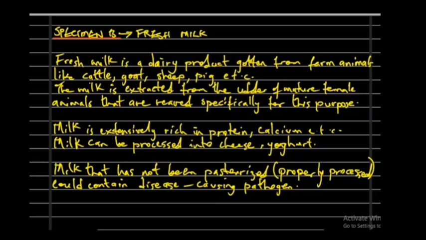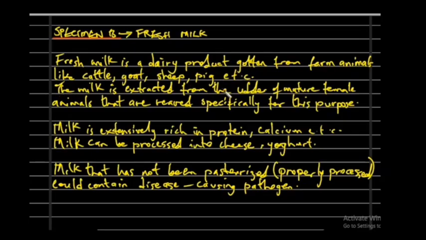So to the next specimen now, specimen B, which is fresh milk. Fresh milk is a dairy product that is gotten from farm animals like cattle, goat, sheep, pig, etc. All of these are gotten from animals. We get the milk from these animals, even some other animals. Majority of the mammalian animals are milk producers.